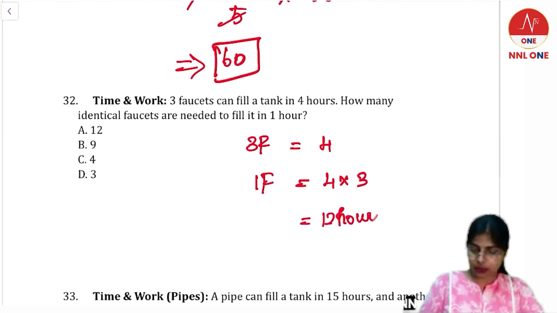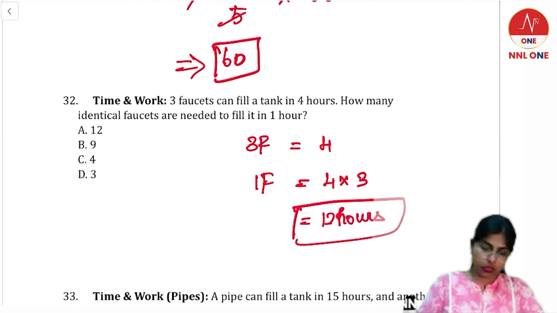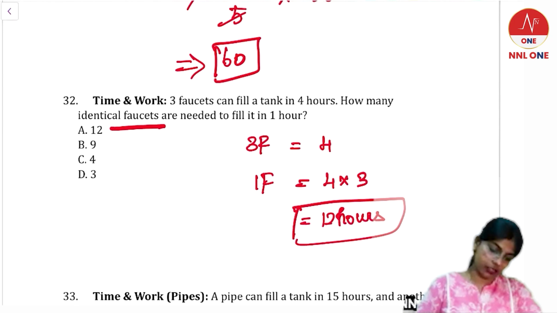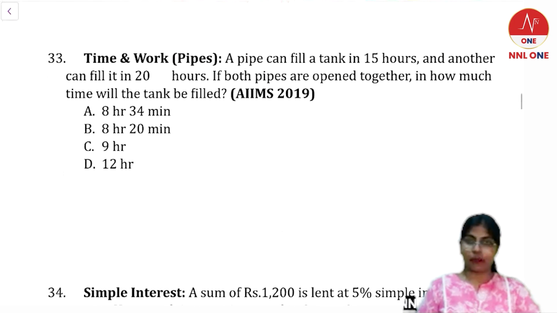So the sum is very simple. They are asking how many identical faucets are needed to fill it in 1 hour. So for 1 hour, 12 faucets can be filled. Time and work based on pipes.